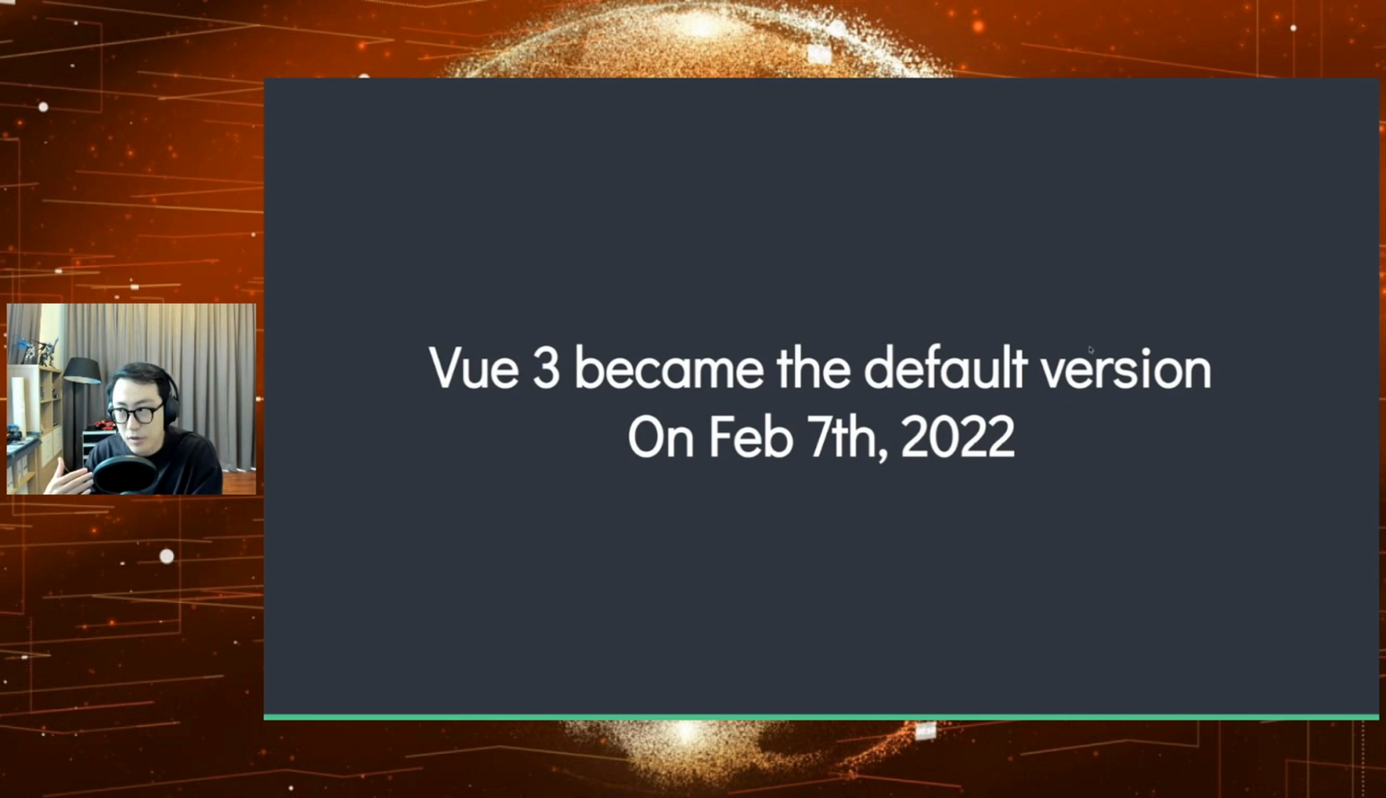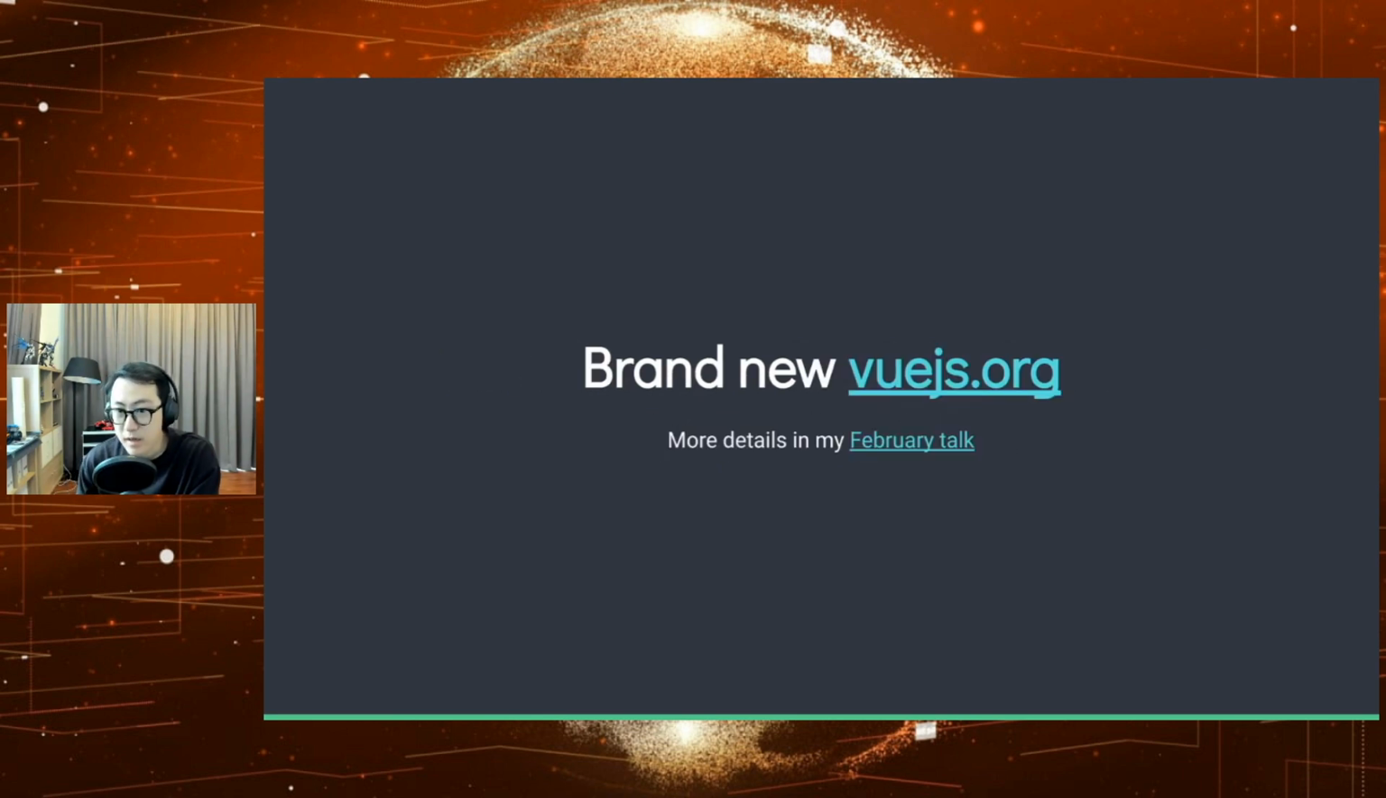Just a little bit more than 3 months ago, we finally switched from Vue 2 to Vue 3 as the default version. That happened on February 7th, right before the February edition of Vue Amsterdam. Ever since then, we are seeing a lot of improved adoption of Vue 3. At the same time, we also launched the brand new Vue.js.org, the brand new documentation. I talked about the new website in more detail in the February talk. So if you are interested and you missed that talk, make sure to check it out.